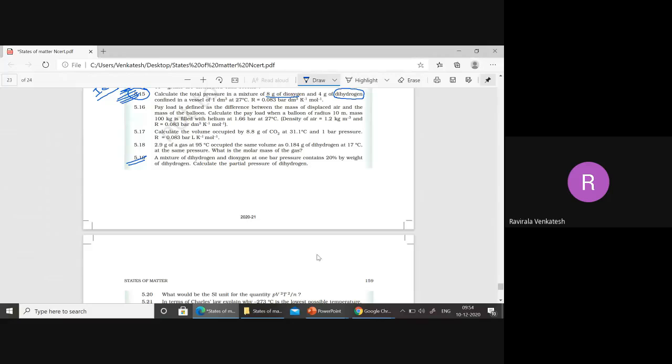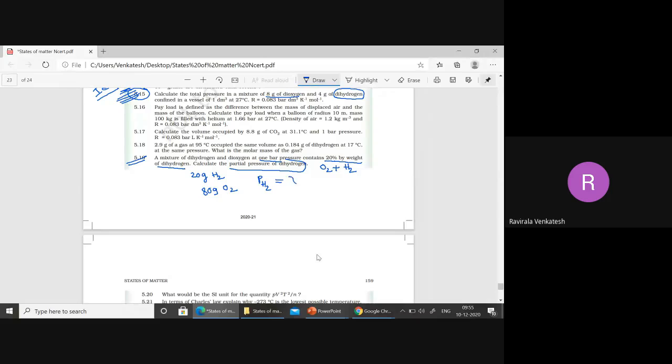A mixture of dihydrogen and dioxygen at 1 bar pressure contains 20% by weight of dihydrogen. That means 20 grams will be hydrogen, and 80 grams will be oxygen. Then they're asking for the partial pressure of dihydrogen.